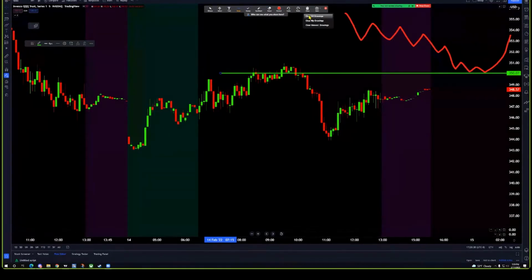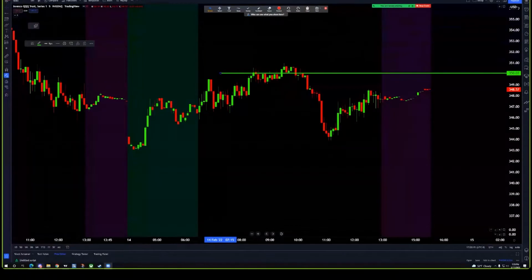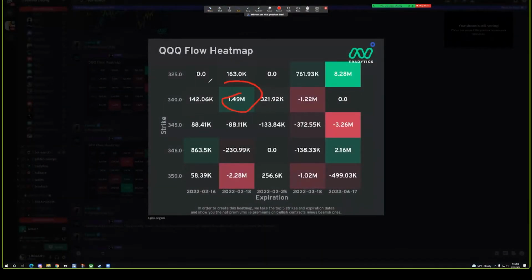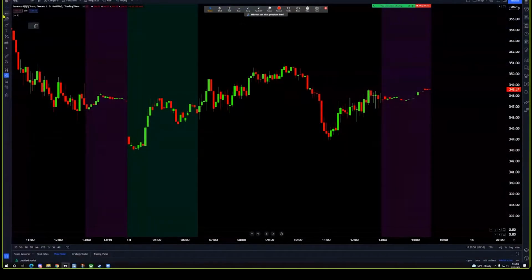And the same thing happens for the calls. So if you look at the calls right here, you can see there's 1.49 million open interest in total for the calls of the 340. So if I go ahead and draw a 340 strike line, we'll draw the 340 strike right here.